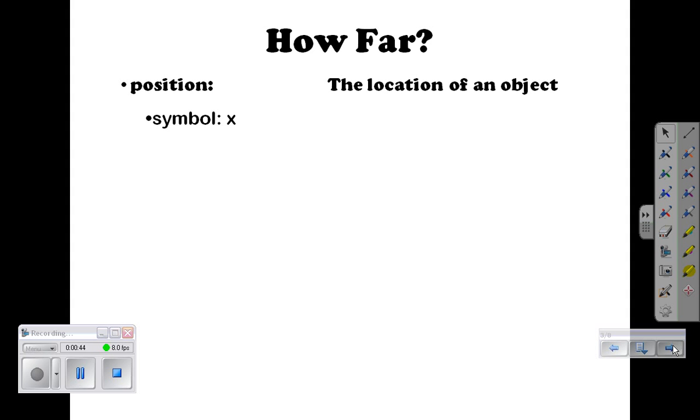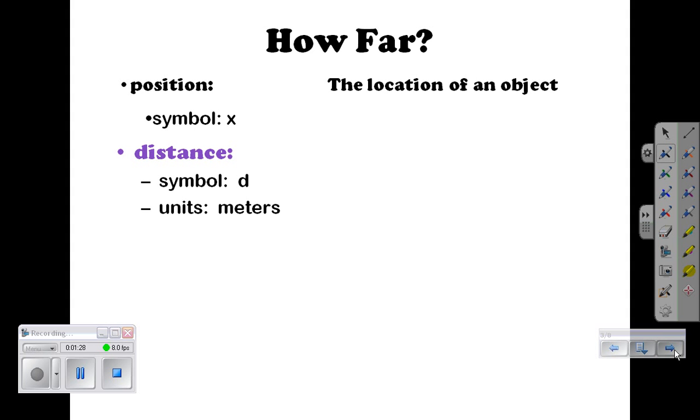Now, here's the wacky part. The symbol that we're going to use for position is just the letter X, not P. We're going to use the letter X because we're going to be talking about an object traveling horizontally, left and right. So we're going to relate it to the x-axis, to try to give you some sort of connection to what you may be familiar with in math class.